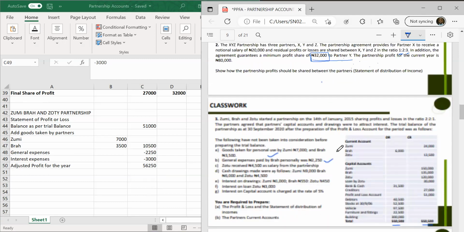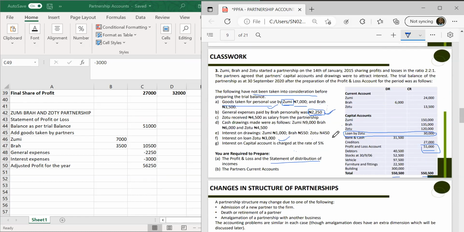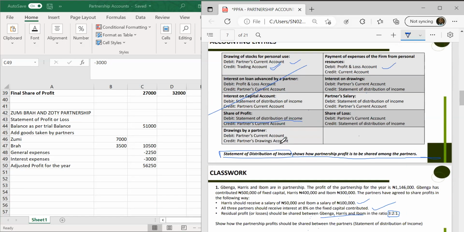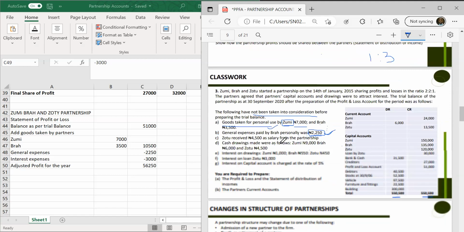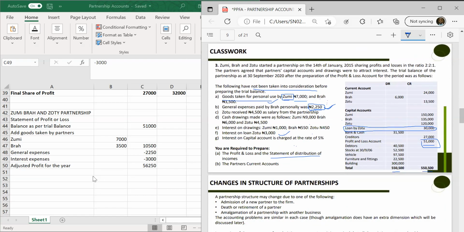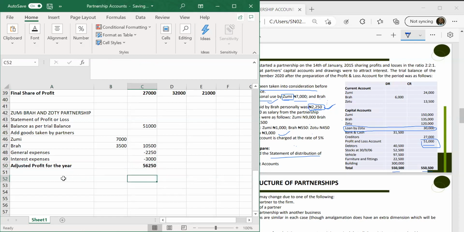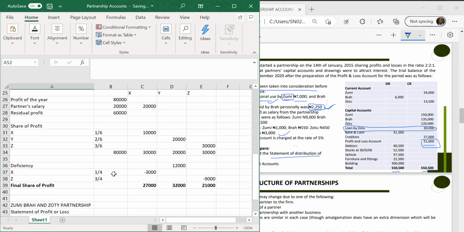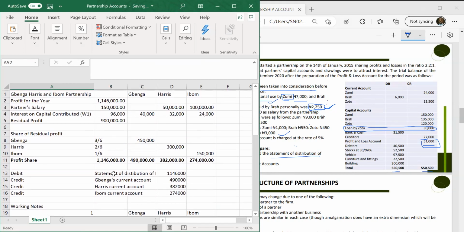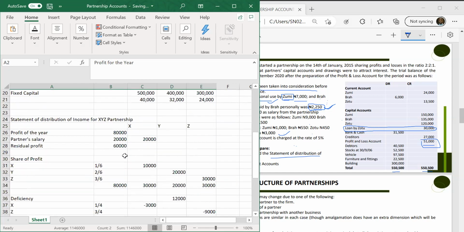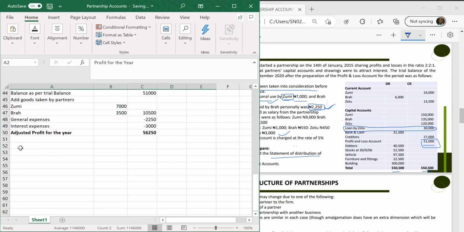So let's continue. I actually put this question here so that these three questions, we can use them to solve the statement of distribution of income, use them to check the postings and the corrections and the others. So this is our profit for the year. The next thing we are going to do is this part. From all the other questions we've been solving, they've been giving us the profit for the year, and we just start from here and work our way down. This exact same part is what we are going to do when we get here.